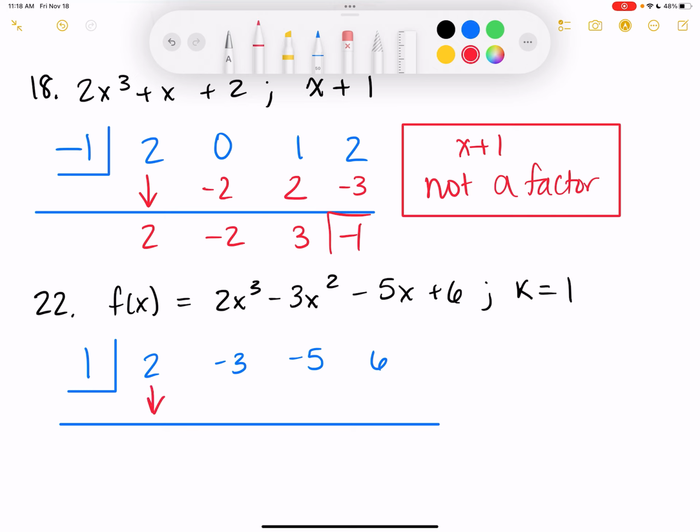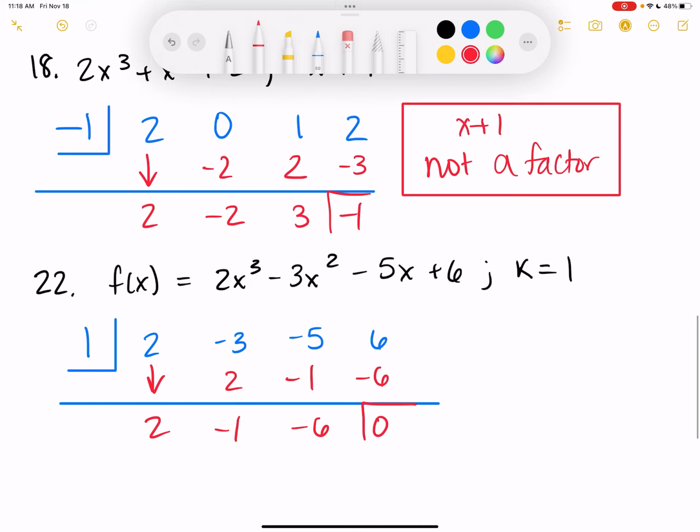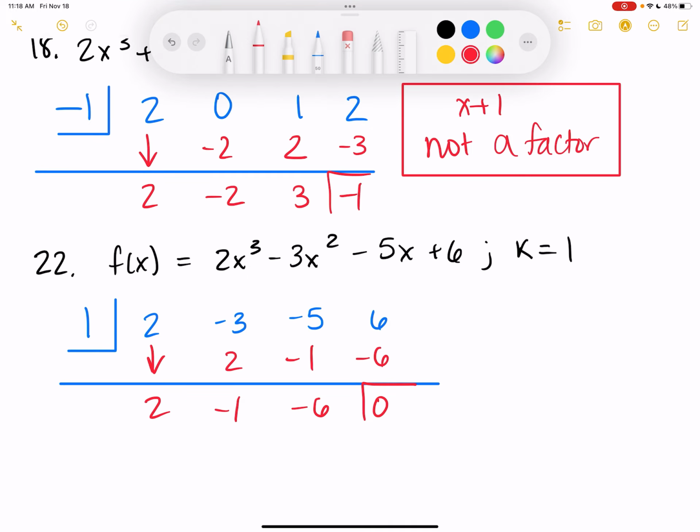So bring down the 2. Times 1 is 2, minus 3 is -1, times 1 is -1, minus 5 is -6, times 1 is -6, and 0. So this is one of our zeros. Now, it told us that it was going to be, but obviously, always got to verify. So that means that x equals 1 is a 0.